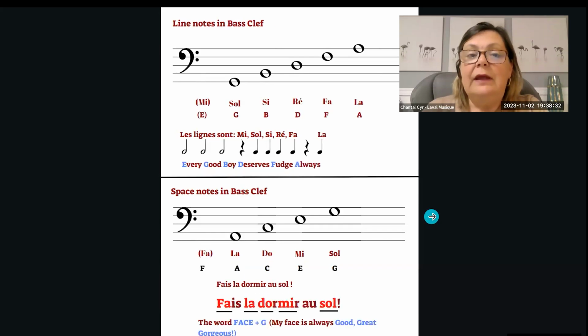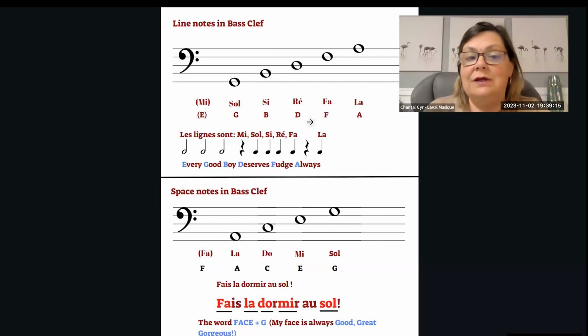So now we know that in bass clef, the notes are not in the same place. Okay, so if we're looking to do those two methods, well, in the French way of doing it, we would say the mi in our heads, and then because we're missing one since we started in our head, we would add the la. So les lignes sont mi, sol, si, re, fa, la. Okay, so that's one way of doing it.